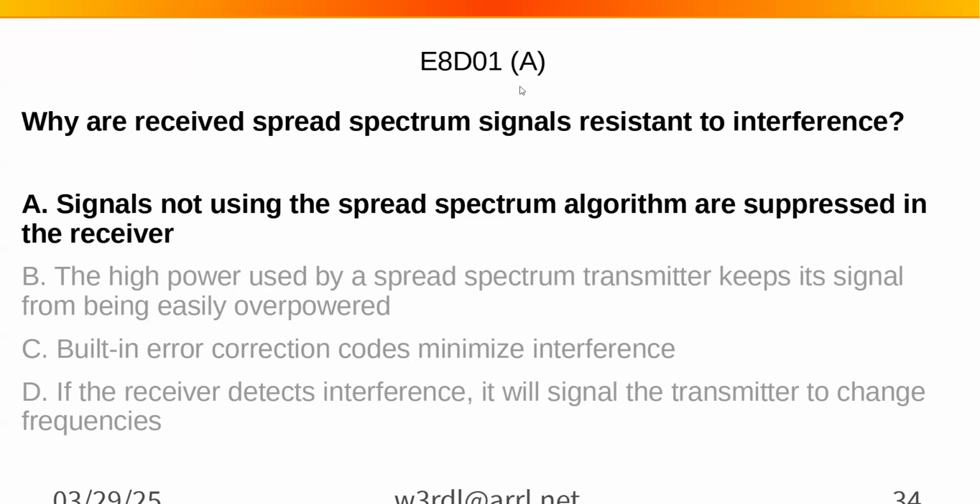UAVs. UAS as they call them. You know, the drones. It's actually a UAS in the FCC. Unmanned aircraft system or something like that. When we get done, I'll show you what the license says.